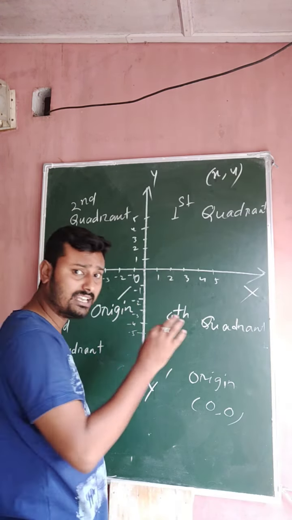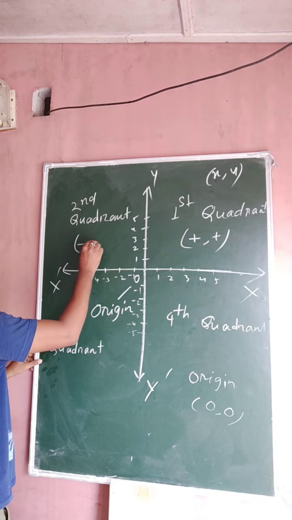Clear? Now, any point that lies on the first quadrant. First quadrant means what? This part. On this part x is positive, and similarly y is positive. On the second quadrant, x is negative and y is positive.